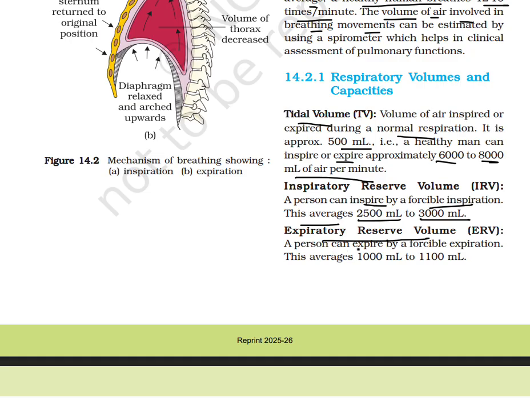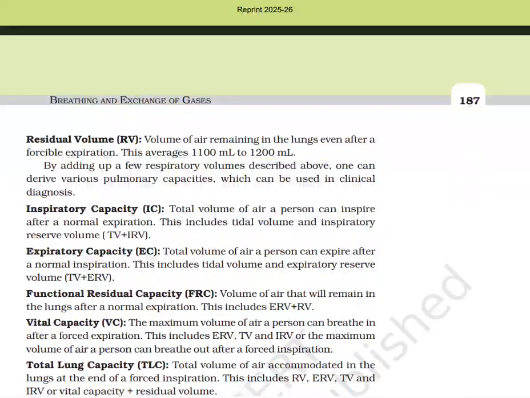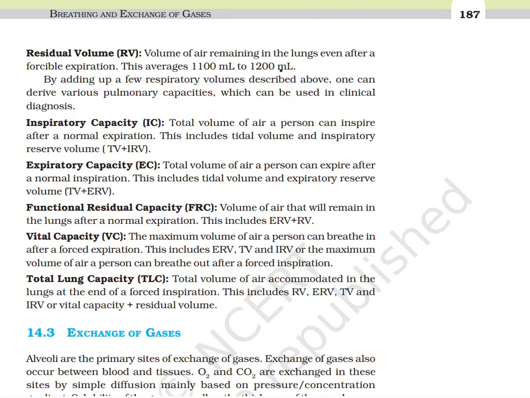Expiratory reserve volume: the additional volume of air a person can expire by a forcible expiration. This averages 1,000 ml to 1,100 ml. Residual volume: volume of air remaining in the lungs even after a forcible expiration. This averages 1,100 ml to 1,200 ml. By adding up a few respiratory volumes described above, one can derive various pulmonary capacities which can be used in clinical diagnosis. Inspiratory capacity: total volume of air a person can inspire after a normal expiration.